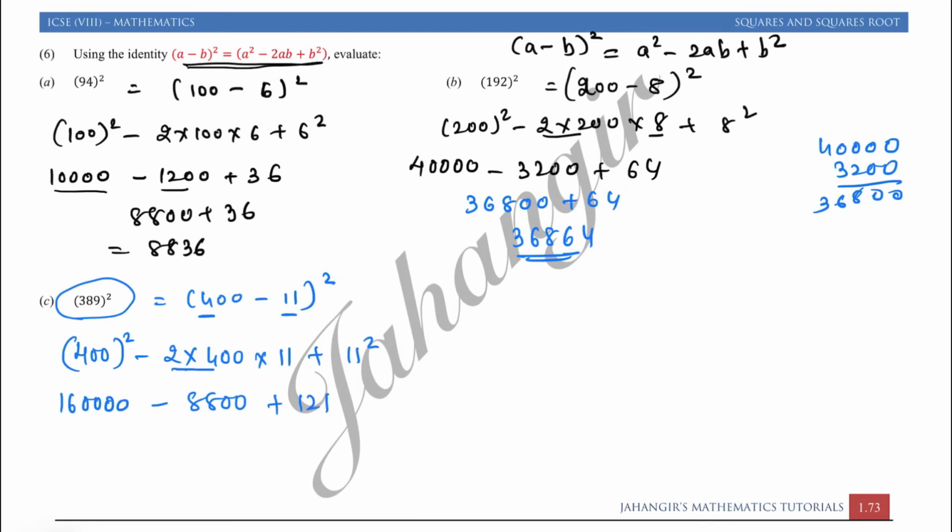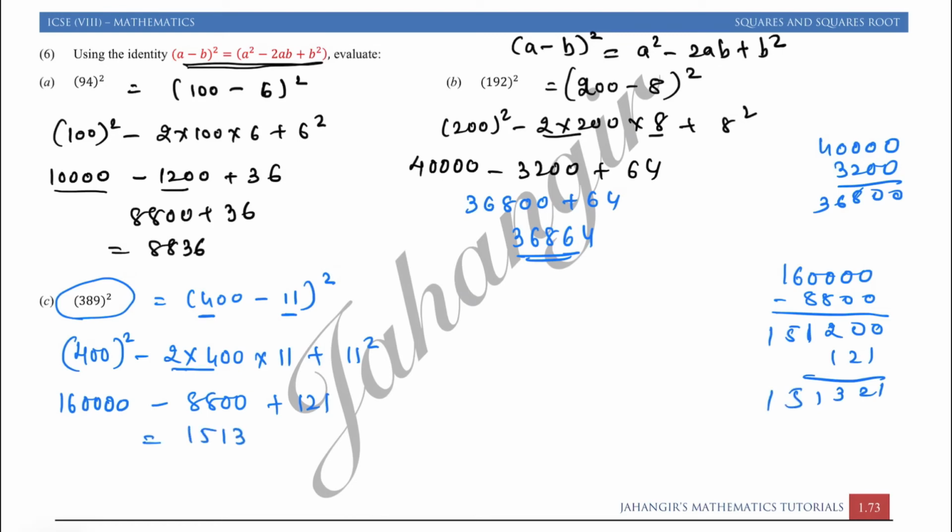So first we will subtract 16,000 minus 8800. 008. 10 minus 8 is 2, 9 minus 8 is 1, 7 minus 1... so we get 7200. So we have to add 121 to it. 7321. So answer is 151321. You can check your answer by yourself.